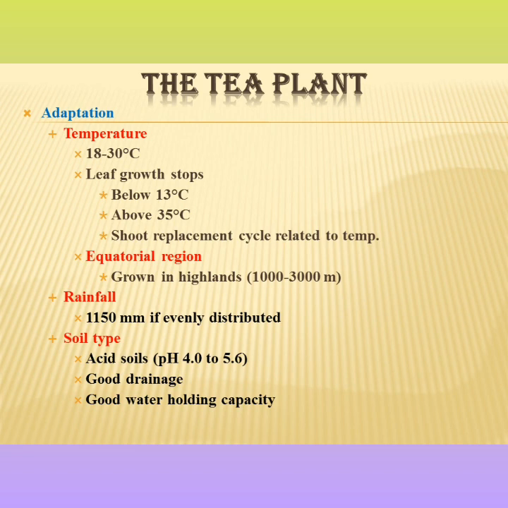That's why tea is grown in elevated land with a slope, which gives good drainage conditions, and there should be good water holding capacity. Good water holding capacity means there should not be waterlogging, but the soil should be in good condition to hold the water for the root zone. So the basic soil condition required is acidic soil, with pH of 4 to 5.6, good drainage, and very good water holding capacity.